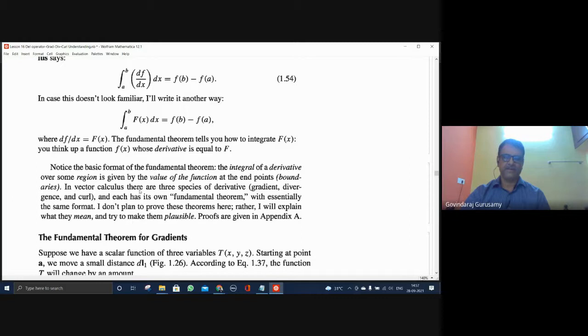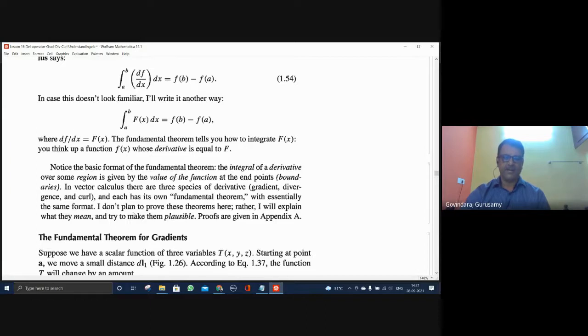In vector calculus, there are three species of derivative, note down: gradient, divergence, and curl. They are all derivatives. Correct? You can check that. Gradient is also a derivative, divergence is also a derivative, curl is also a derivative. And each has its own fundamental theorem with essentially the same format.